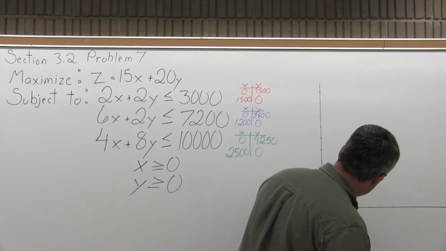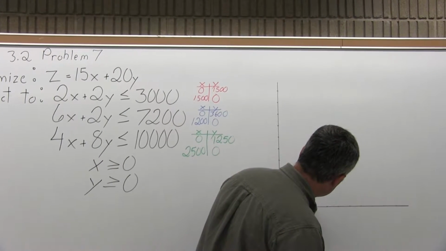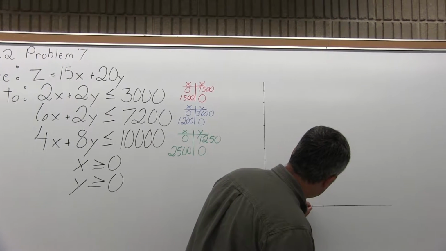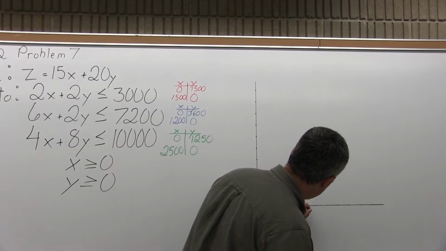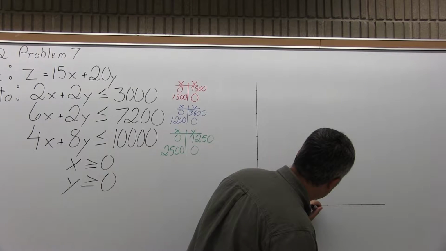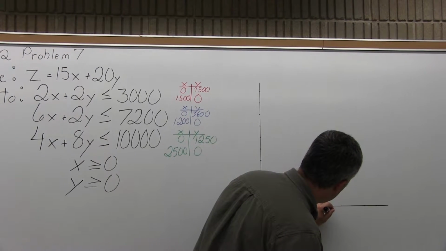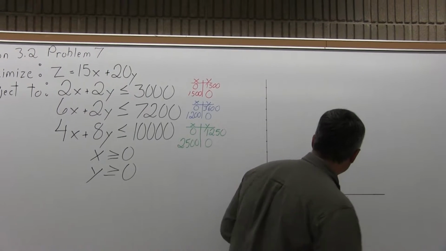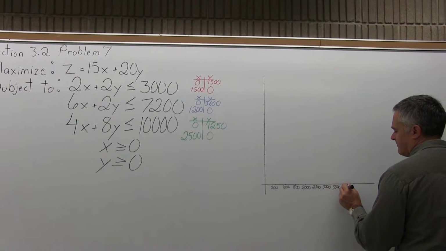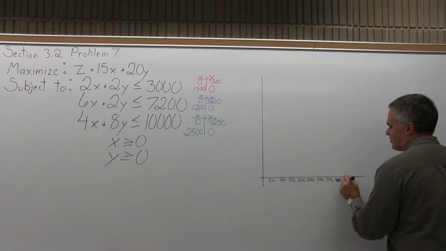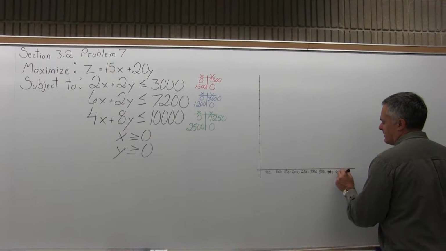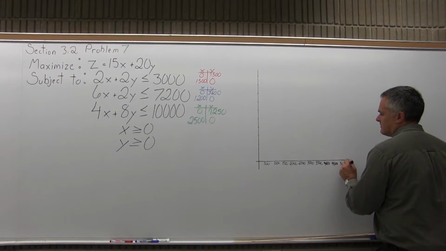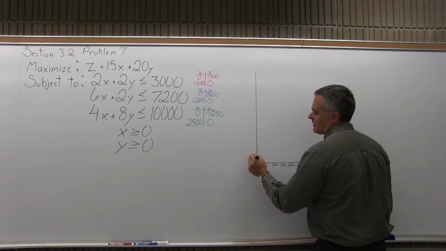So the x will go 500, 1,000, 1,500, 2,000, 2,500, 3,000, 3,500. That's really big enough at this point, but it doesn't cost me anything. I'll put a few more in. I'll go up to 5,000. And the same interval will work for the y.